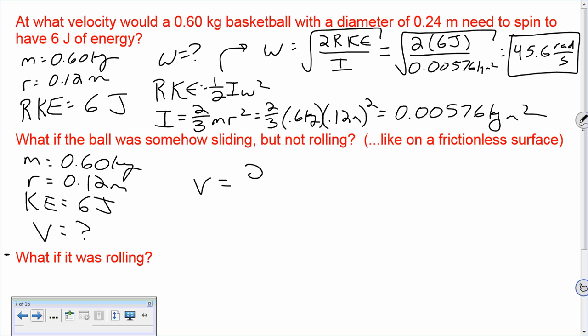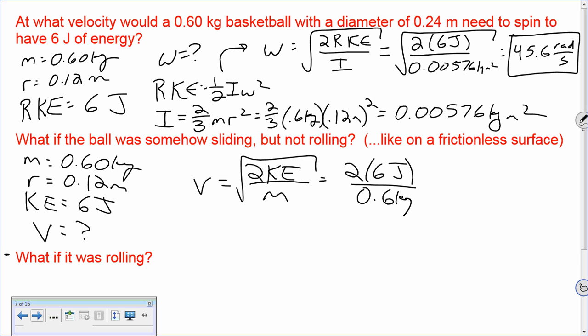So our V is the square root of 2KE divided by M. Don't forget your square root. And so you get the square root of 20, which gives you 4.47 meters a second. That one was not too bad.